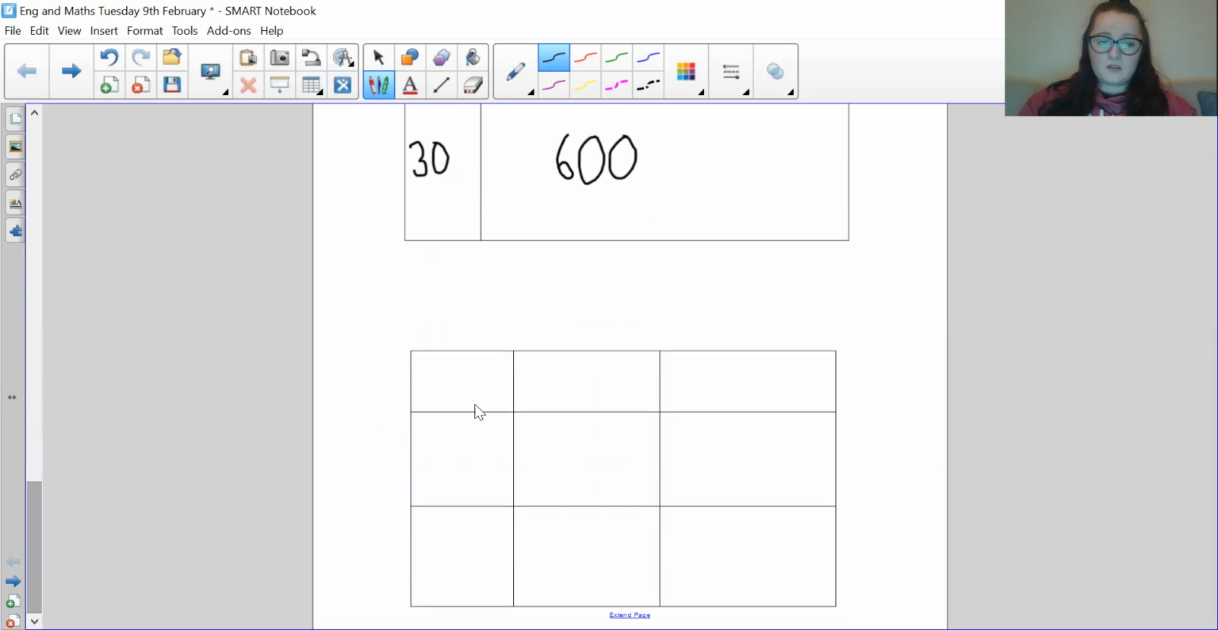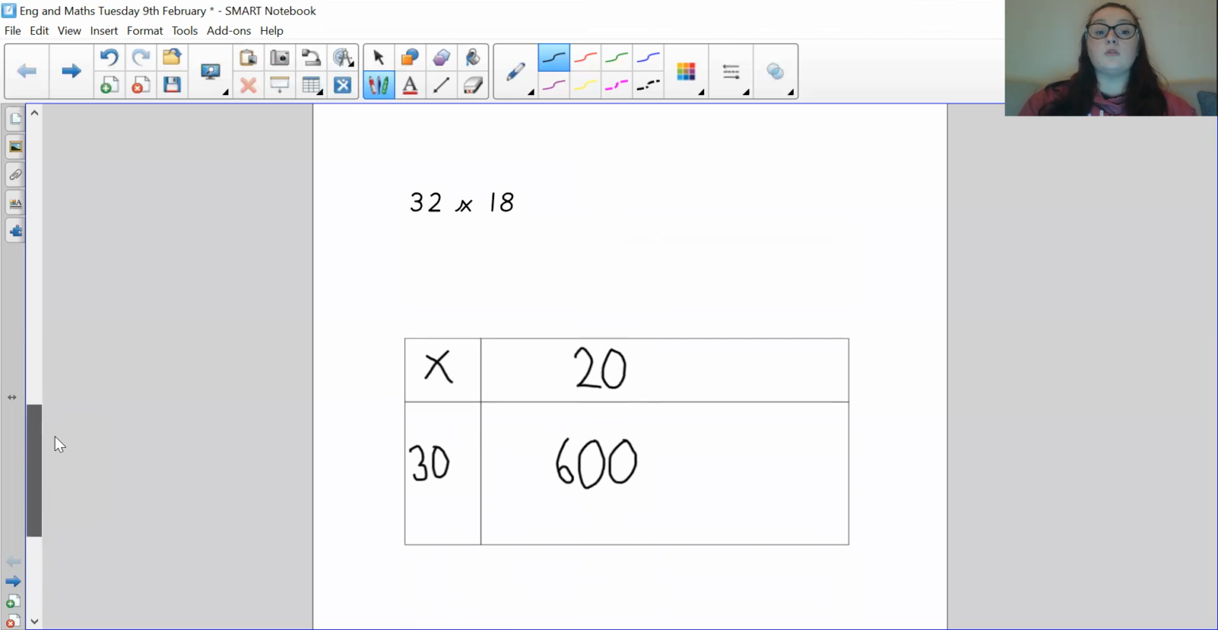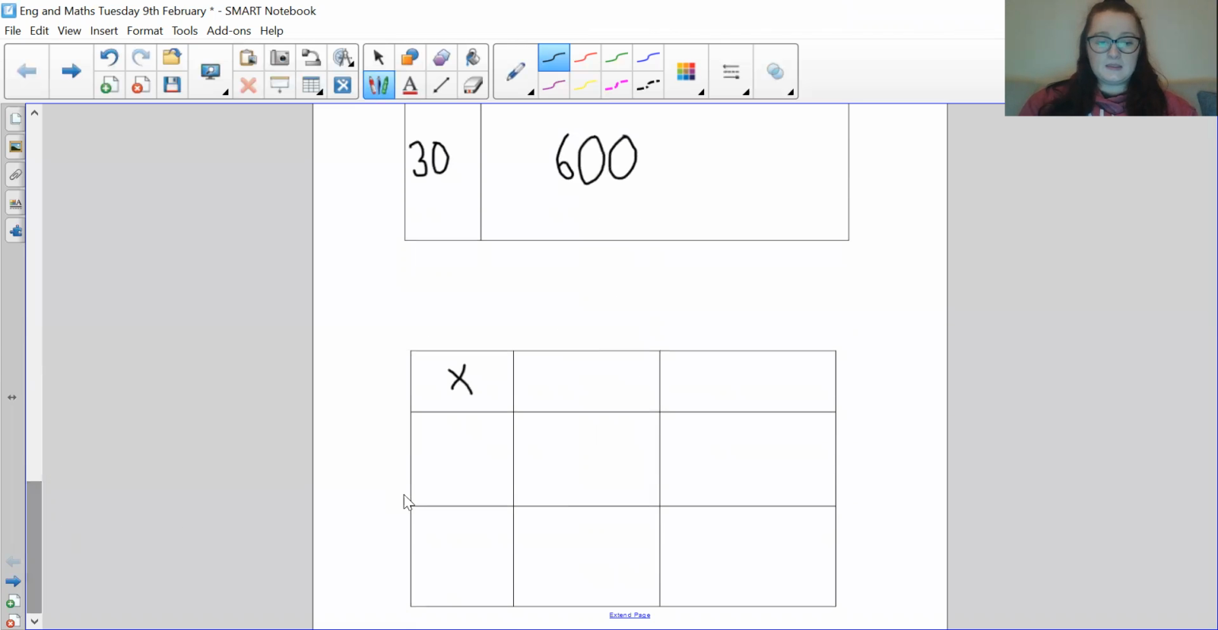So go a little bit further down and I'm going to put my multiplication there. I'm just going to go up and check what I'm doing. I'm doing 32 multiplied by 18. So I'm going to do my 30 there, and I'm going to do my 2 there. And I'm going to multiply it by 18. So I'm going to partition that again. There we go, my 10 and my 8.